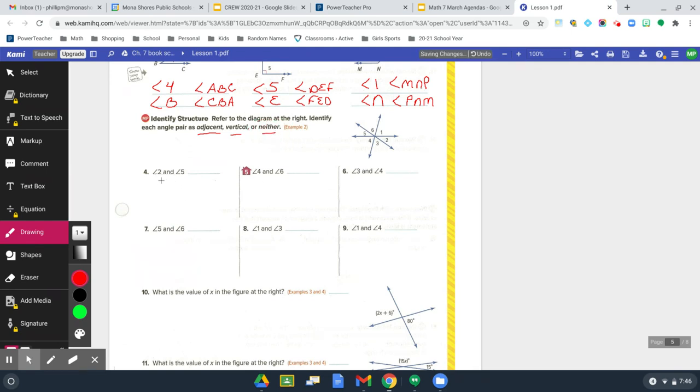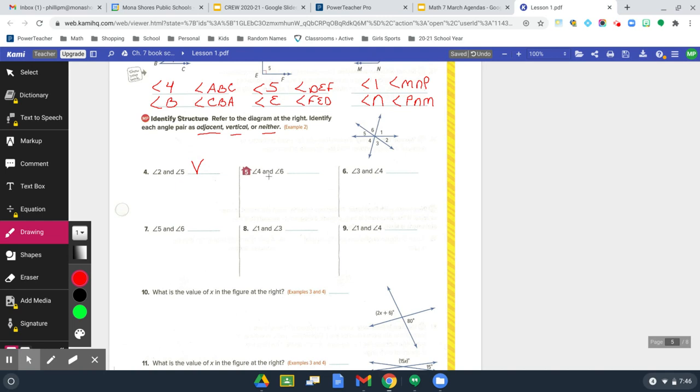So in number 4, if we look at angle 2 and angle 5, I'm pointing to both of them. They're directly opposite of each other. And if you look, it looks like they're the exact same angle measurement as well. And so we know when they're directly opposite and have the same angle measure, it's vertical. So I'm just going to put a V there for vertical. Those two angles are vertical to each other.